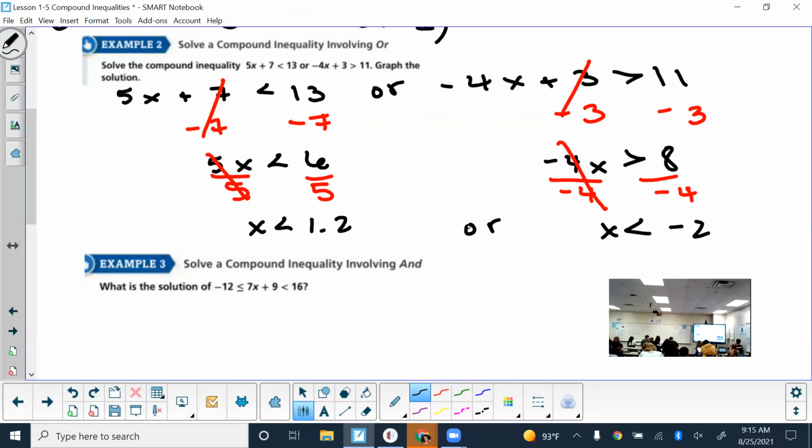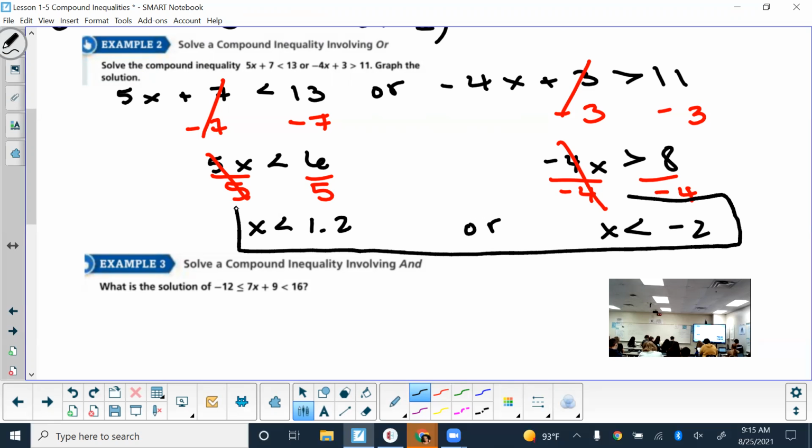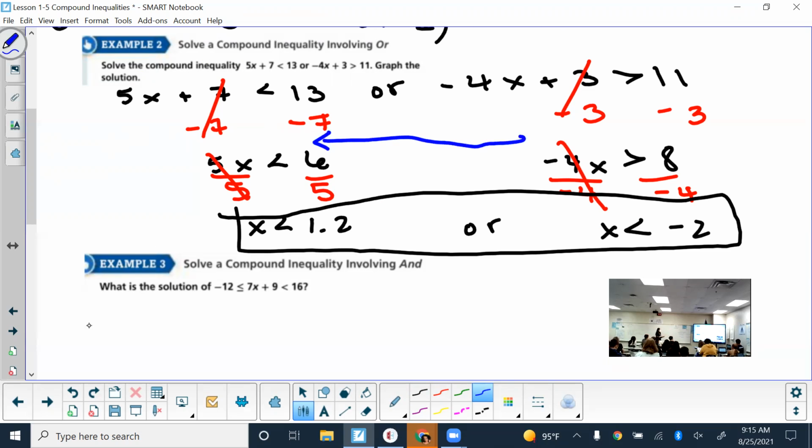All right? And if you want to write your answer like this, you can. So it's x less than 1.2 or x less than negative 2. If you were doing this on a test and you have these answer options, but this "or" was replaced with "and," then don't pick that one. If it's an "or" statement, your answer should have "or" in it. But we still need to graph it, so we're going to take a second and do that, and squeeze it in here.